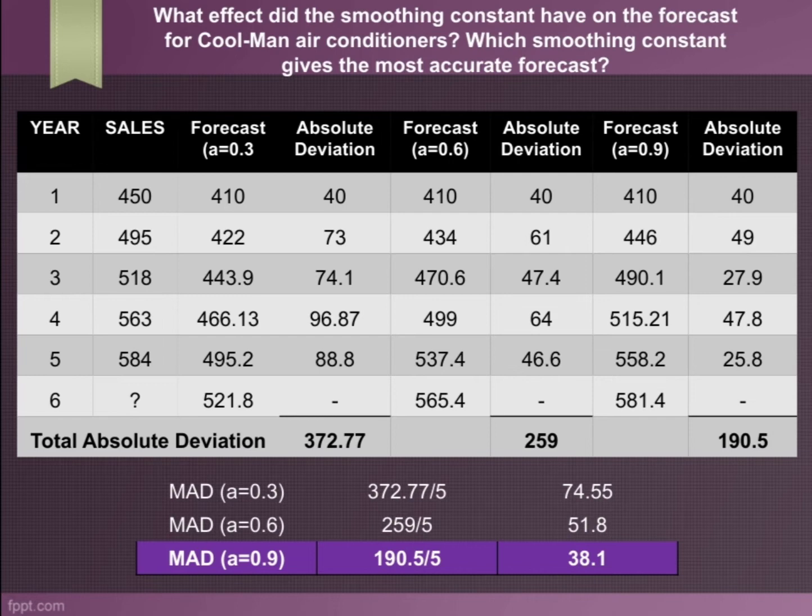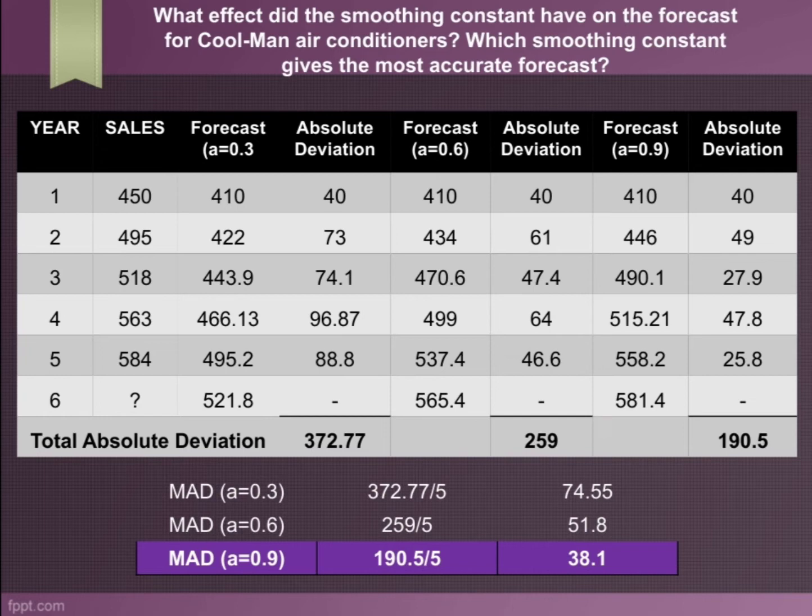Same with the last column, which is also to deduct the sales by the forecast using the alpha 0.9. So 495 less 446, it is 49. 518 less 490.1 equals 27.9. So add these figures in the last column, it would give us a total absolute deviation of 190.5.